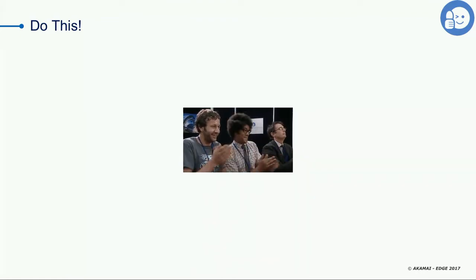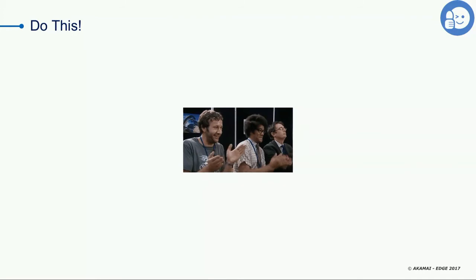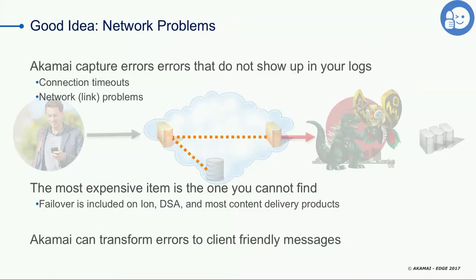So let's talk about why this is good and some other good examples. This is good because you are capturing an error condition you don't see at the origin. And this is really important. You don't see network errors. You don't see connection timeouts. You probably don't see SSL handshake errors, but the CDN, Akamai, sees it.